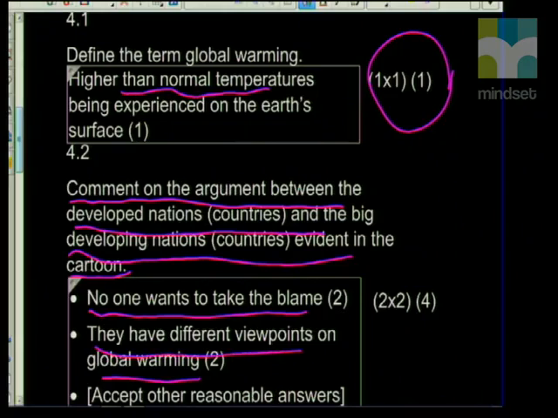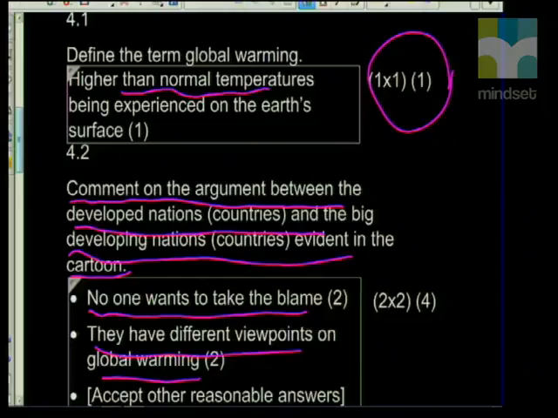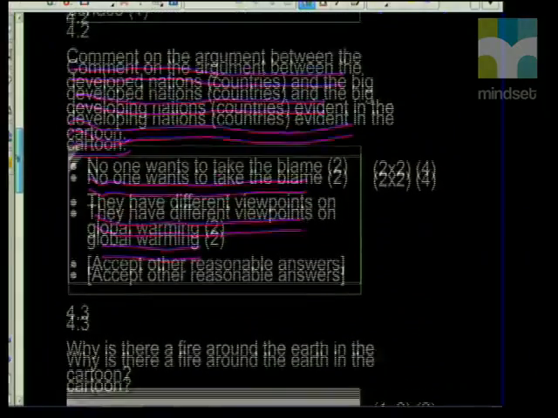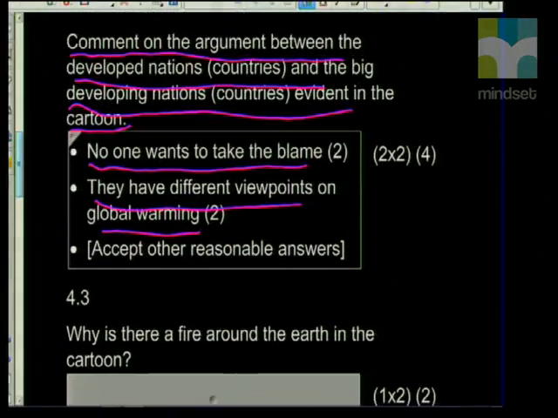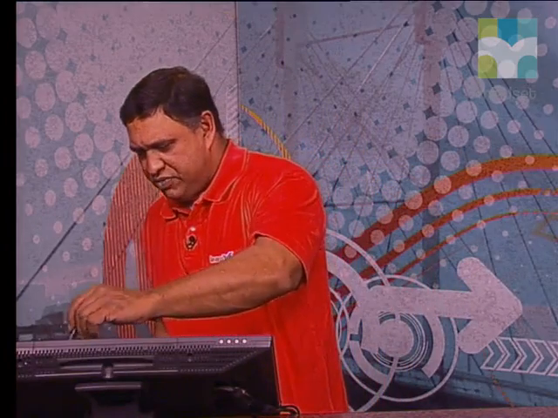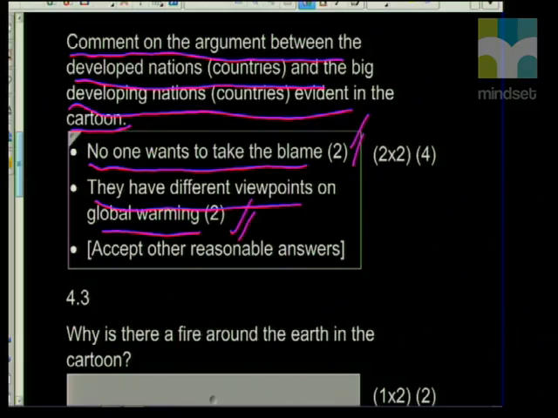They have different viewpoints, as I showed you. The developed countries want to develop further as an economic powerhouse, and the developing countries, on the other hand, are saying, hey, we need to become like you. We want to progress also, so you can't stop us. So basically your answer there is on the argument that's happening. But again, it's linking the cartoon to what you have studied. You've studied already this issue. It's not something new. The disagreement between the two, and you know the reasons. So this gives you your 2 marks.